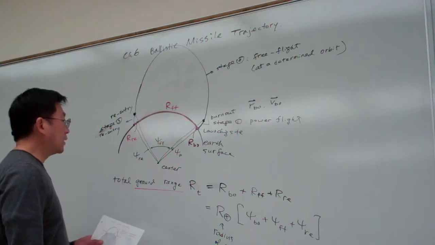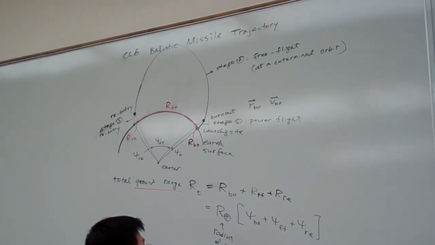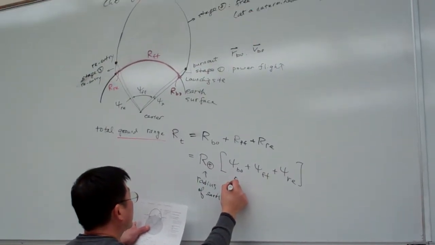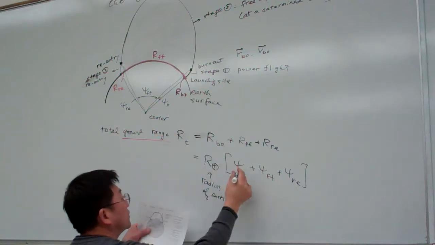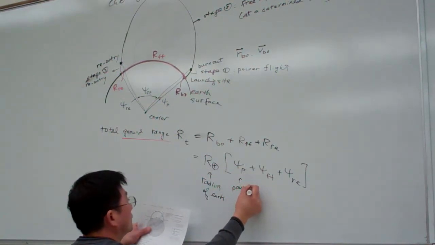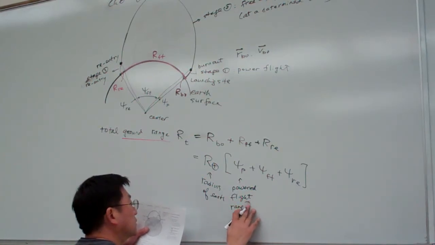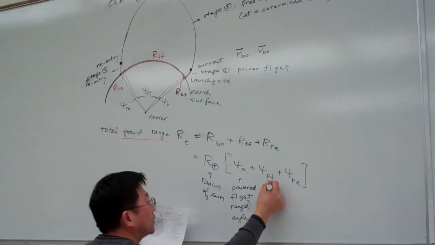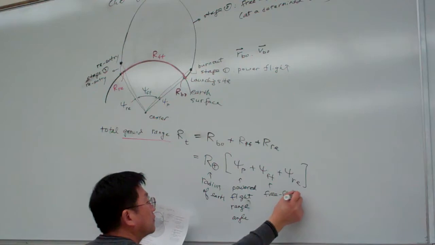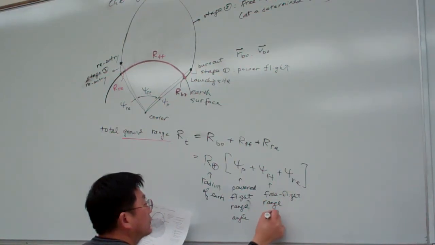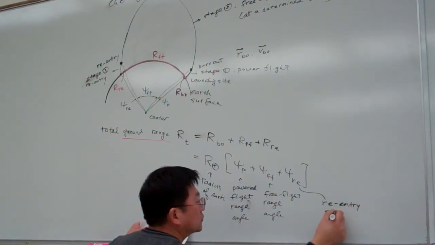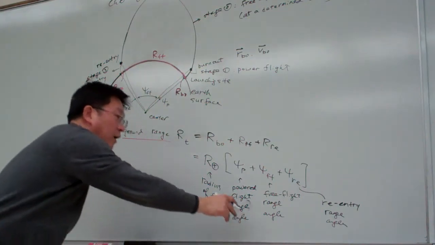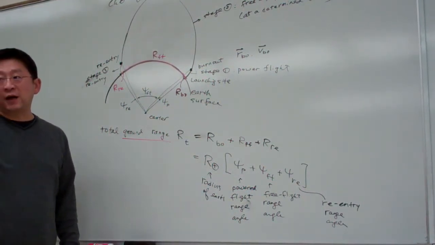And here we define a certain name for each. This is called the power flight range angle. And this one is called the free flight range angle. And this one is called the re-entry range angle. So those are the terminologies we're going to communicate through our exercises, our exam, and our homework.